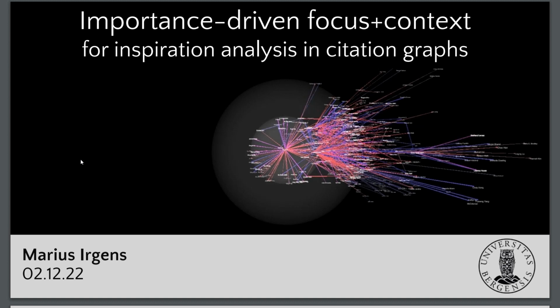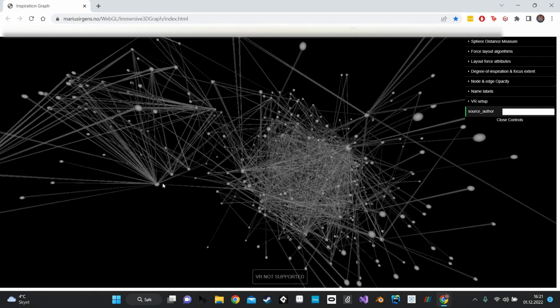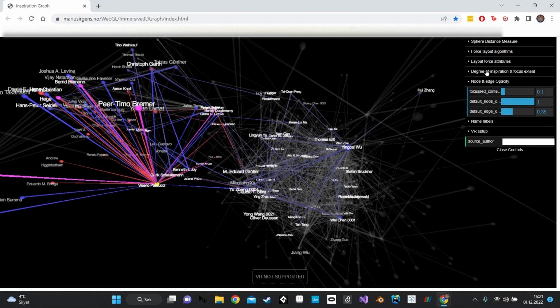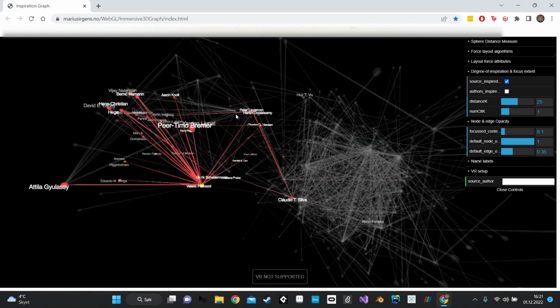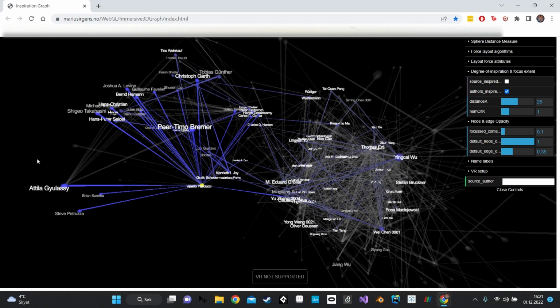This is a presentation of a paper I wrote about importance-driven focus plus context for inspiration analysis in citation graphs. So I made this application to go along with it. You can select an author and you can view all the authors that he is inspired by and the authors that are inspired by him.